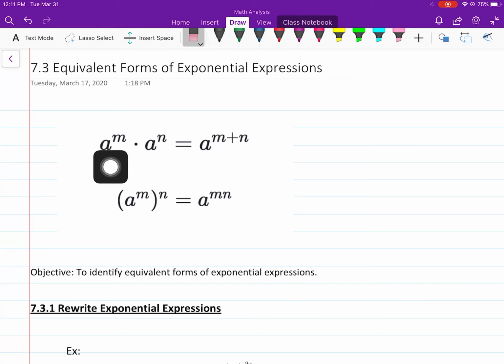So if you multiply numbers with the same base, what are you supposed to do to the exponents? Well, you add them. And if you have a power to a power, what do you do with those? You multiply them. Now, what we're going to be doing in this section is going backwards with these a lot.